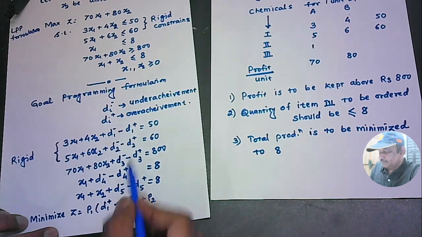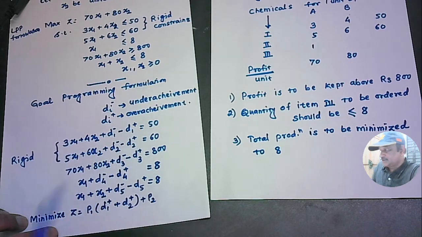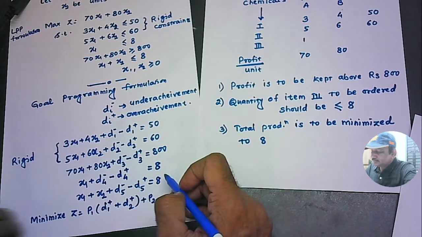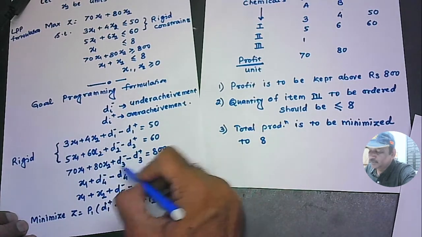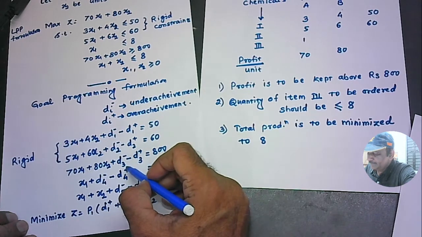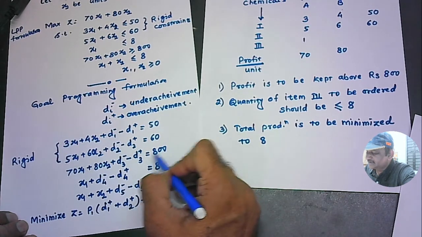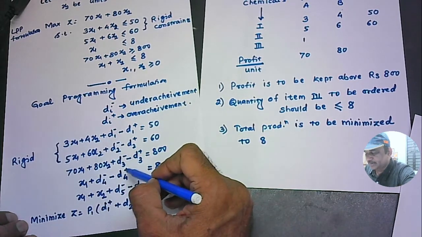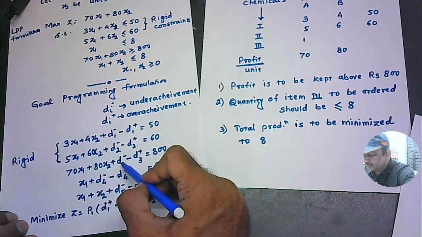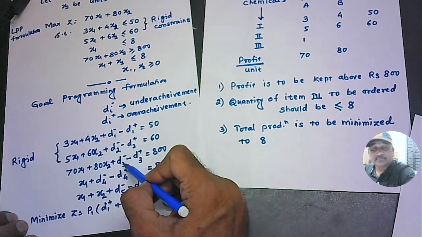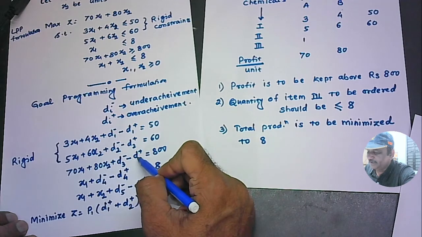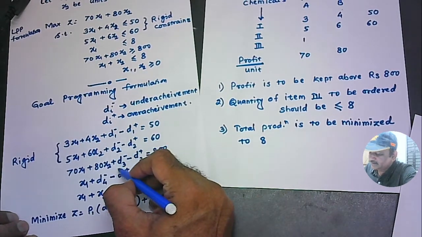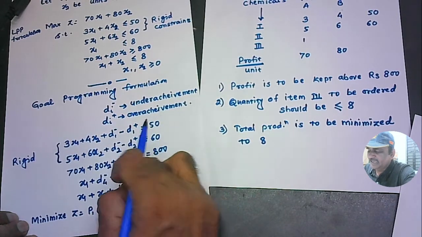Now this is a point where you will be understanding the things. Which of these two will have to be minimized? You don't want this profit to be less than 800. You want to overachieve the profit. You want to overachieve, which means you want to minimize D3 minus. You don't want to minimize D3 plus. So you will be minimizing this quantity. It should be as minimum as possible.